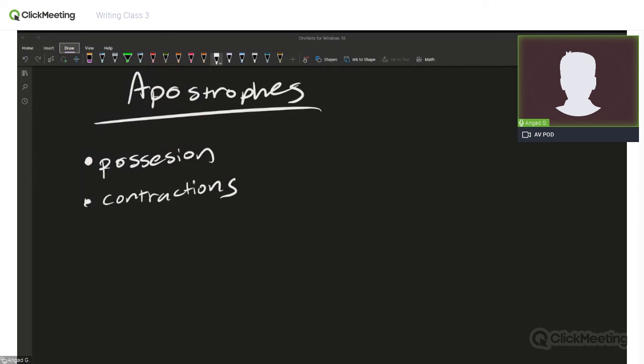So, for example, let's say we have, the cat's hat is on the floor. We have an apostrophe S to indicate that it's the cat's hat. It belongs to the cat, showing possession. The way we show possession using apostrophes differs based on how many there are, singular nouns versus plural. For a singular subject, we put apostrophe S, and for a plural subject, we're going to put S apostrophe.